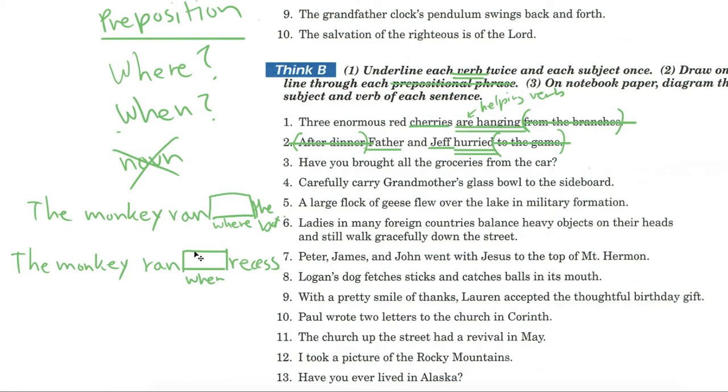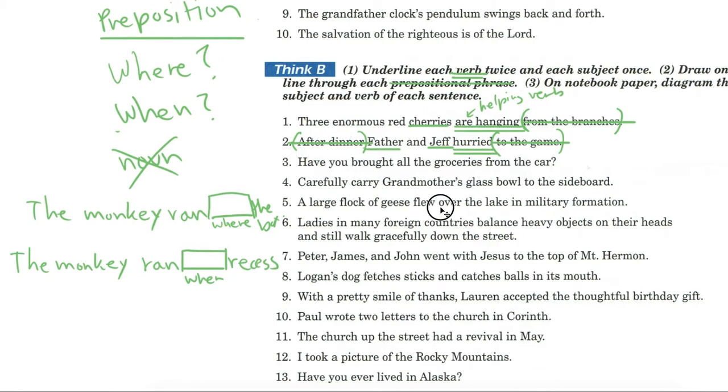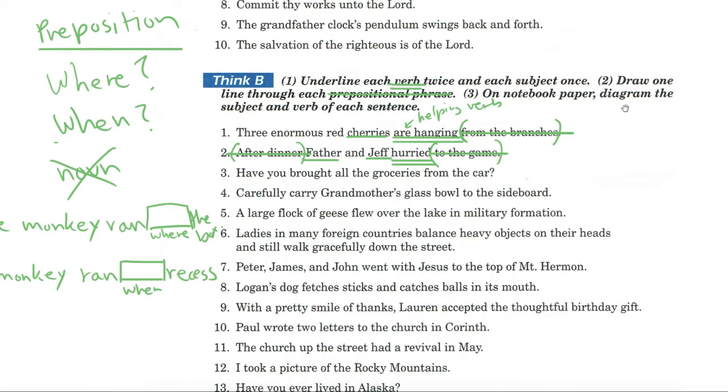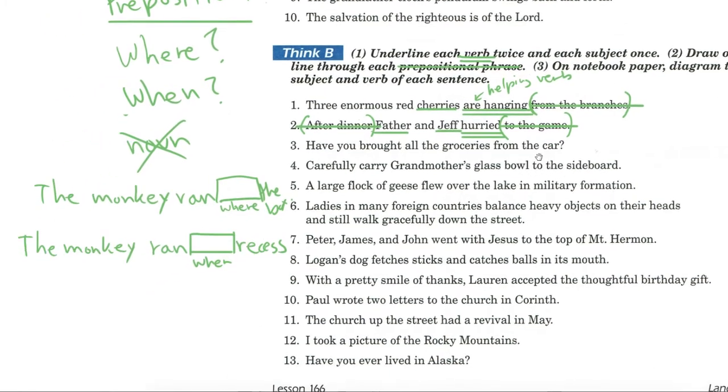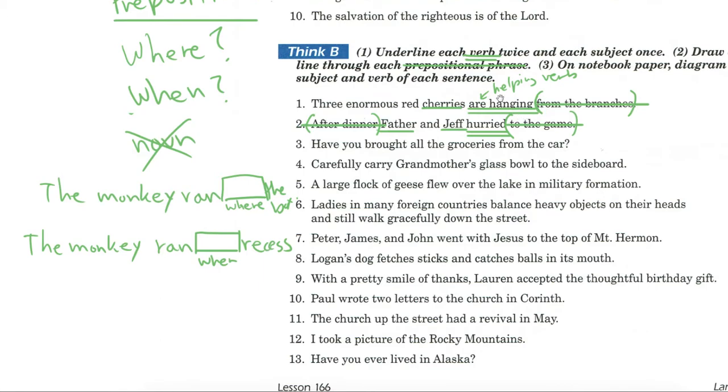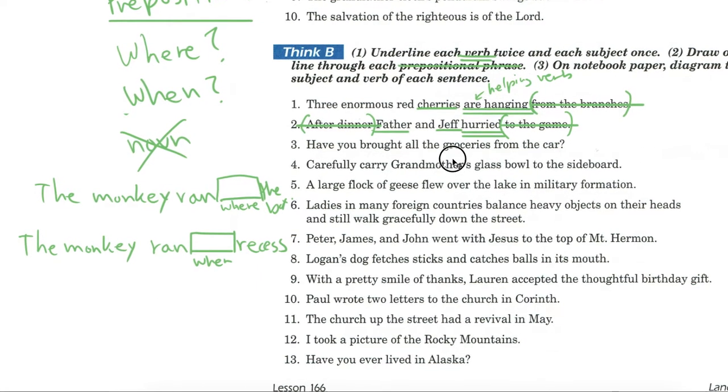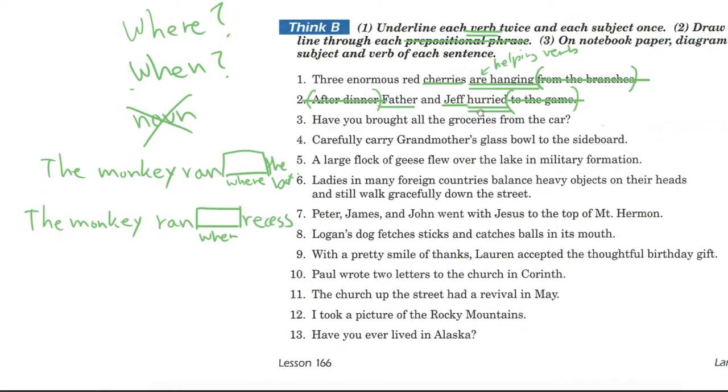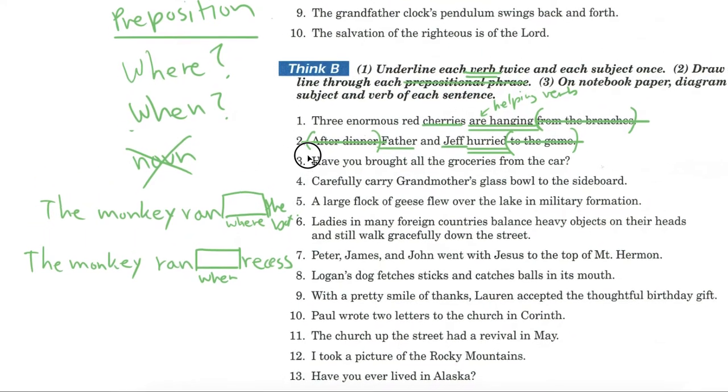All right. Okay, and also, yeah. All right. We have to do number 3. On notebook paper, diagram the subject and verb of each sentence. So we're just diagramming the subjects and the verbs. You don't have to include the adjectives or anything like that, okay? All right, so let's diagram number 1 and 2 together.